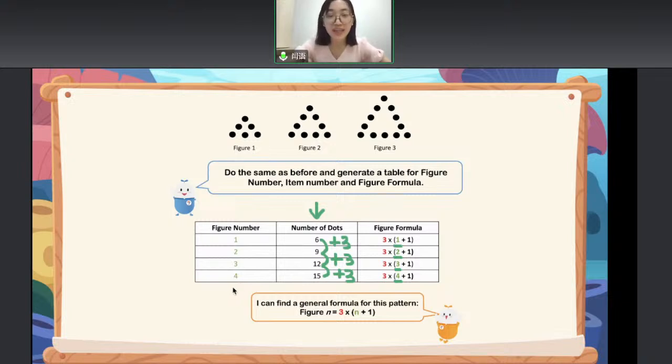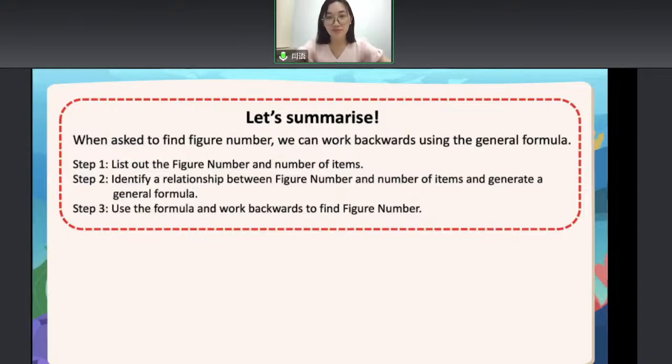You will find that when it comes to figure n, for the common part, you just copy down, which is 3. And 3 times what? 3 times n plus 1, right? Okay, so also you can double check. If it is figure 1, that is 3 times 2. And then when it is figure 2, that is 3 times 3. And move on, 3 times 4, 3 times 5. Okay, so now following the pattern, you can solve the question.